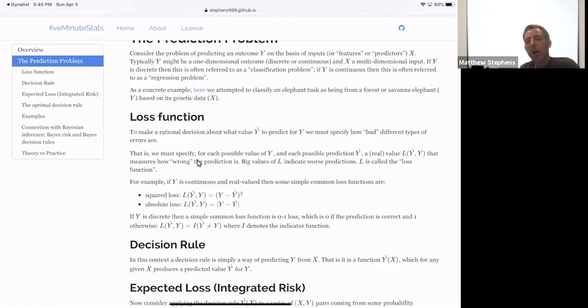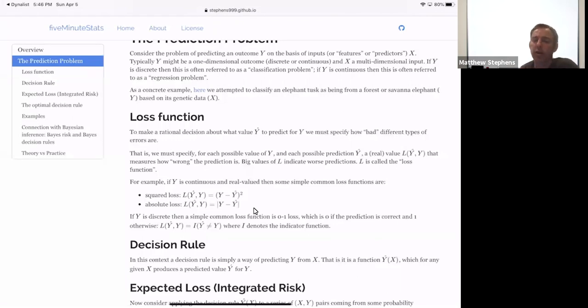This comes up commonly enough that there's been a lot of work on it, and there are some commonly used loss functions that I want to mention here. One loss function is simple squared loss. If Y is continuous, you might just take the difference between your prediction and the true value and square it, and that's how bad it is. Another possible loss function is absolute loss, just the absolute difference between the two values. And if Y is discrete, then a simple loss function is what's called 0-1 loss, where you lose 0 if the prediction is correct and 1 if the prediction is incorrect.